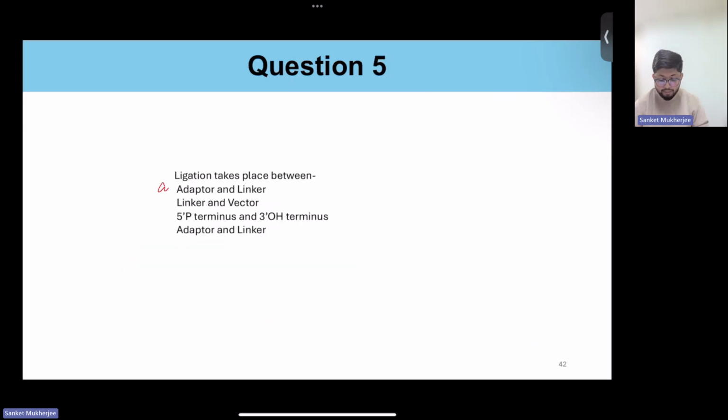Ligation takes place between adapter and linkers, linker and vector, 5' P terminus and 3' OH terminus, or the adapter and linker. As we already know, ligation will happen if there is a 5' phosphate and a 3' OH. So C is the right answer.